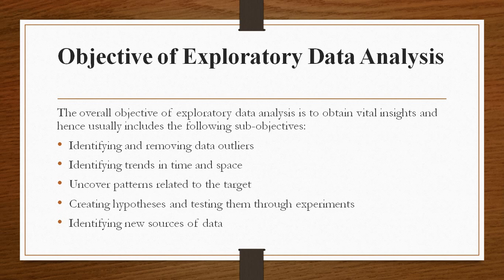The objective is, first, to identify and remove the data outliers. Now outliers are those points which lie outside our graph or which are outside our ranges. They are called outliers. We are going to identify trends in time and space. We are going to uncover the patterns related to the target. We are going to create hypotheses and test them through experiments. A hypothesis is what we are thinking, what we are claiming, and we are going to test it through experiments. We are going to identify new sorts of data. So this is the objective of exploratory data analysis. In short, it is EDA.